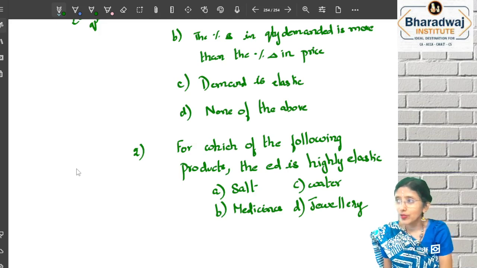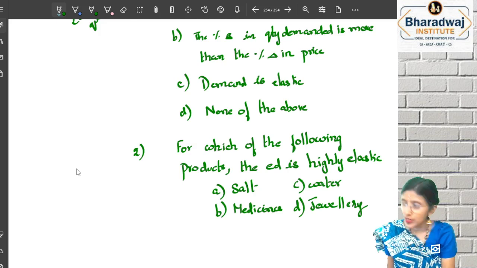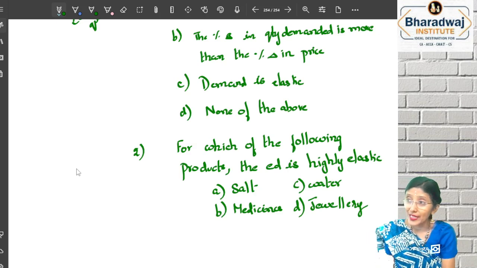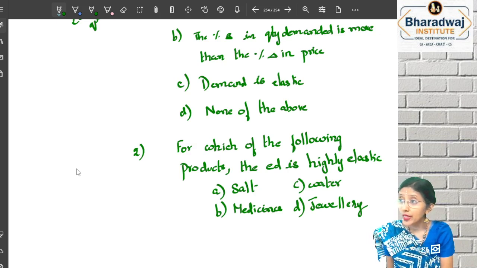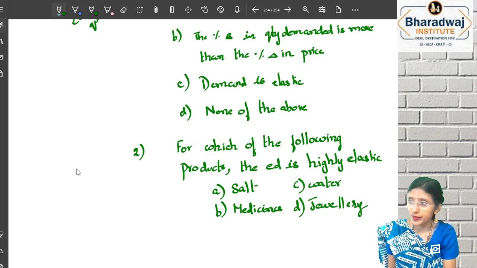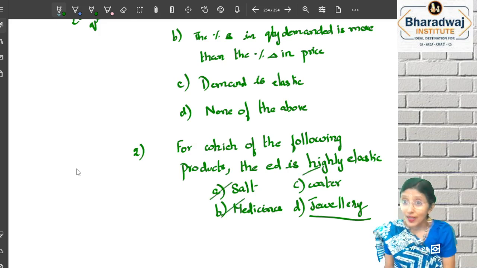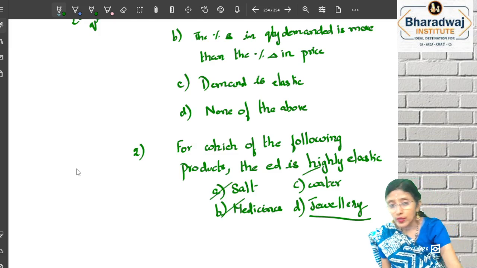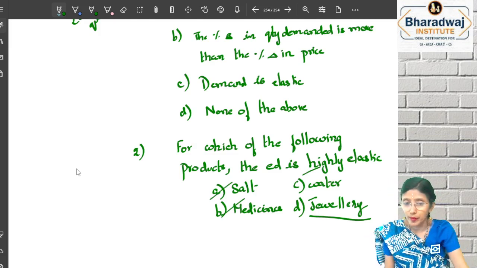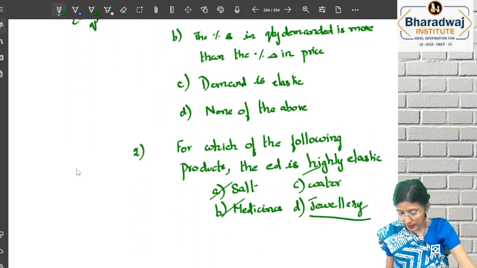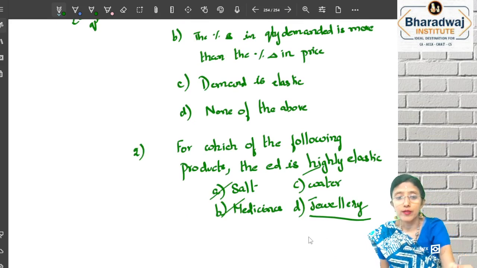Yes, okay. So how did you understand this question? For which of the following product is elasticity of demand, ED, highly elastic? It means the degree of responsiveness will be greater because this is less important. These are all essentials, isn't it? Like that, relating to this kind of products is an example. This is a case which is given. Now go to the standard question.